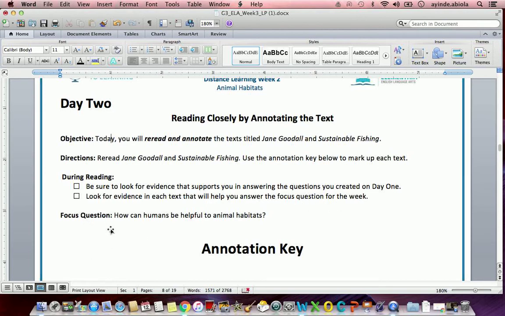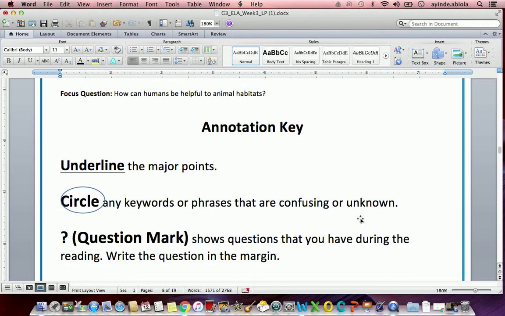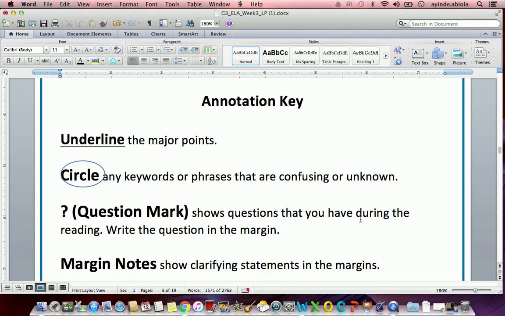And here goes the first question. It says, how can humans be helpful to animals? Again, a lot of information. All they're really asking us to do is to reread, annotate the text, and then answer the questions that we have from day 1 at the end.